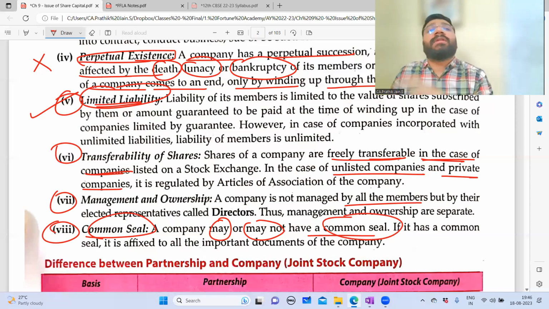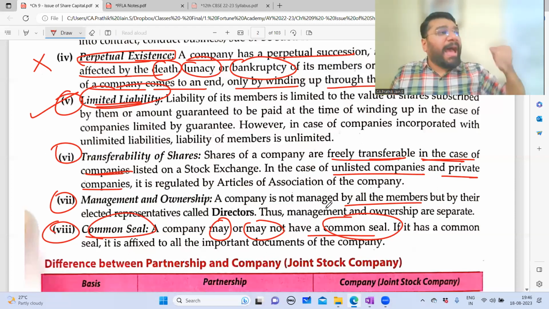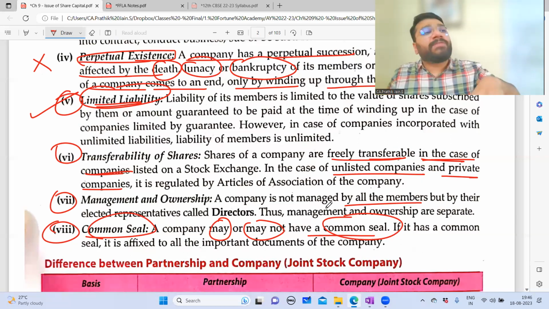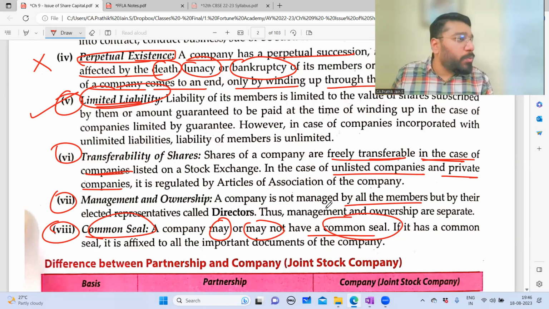Now, a common seal is basically a stamp of the company, and having it is optional. If you have it, well and good. Every company is not forced to have a common seal. In company law, a director's signature or the MD's signature is equally enough. But having a common seal is advisable.